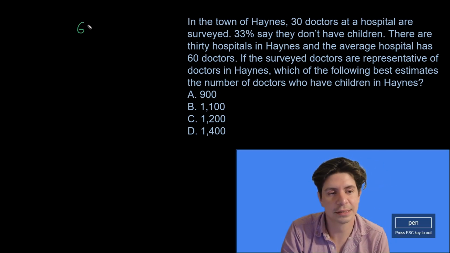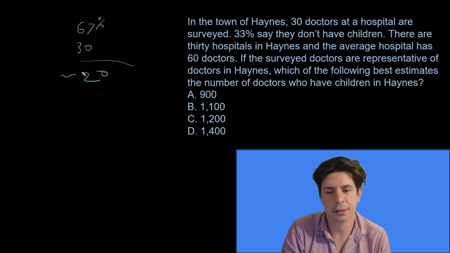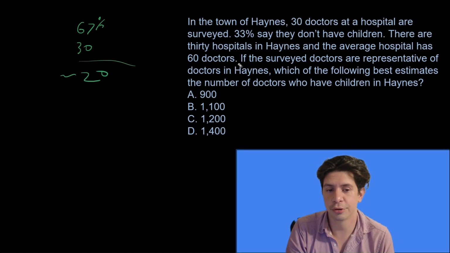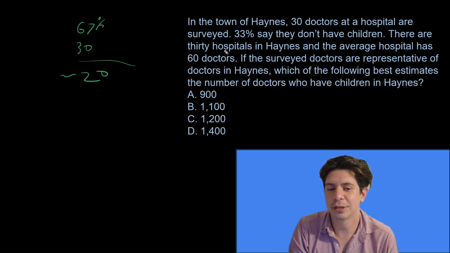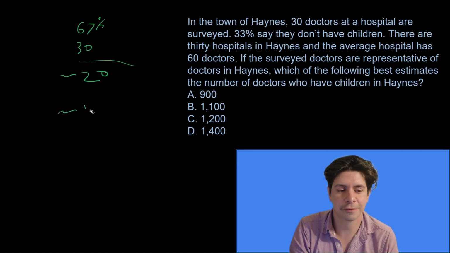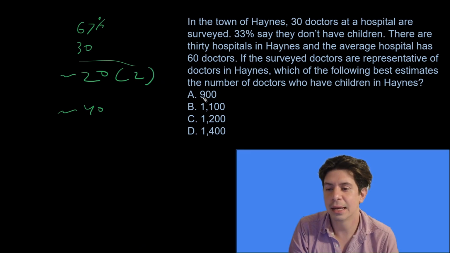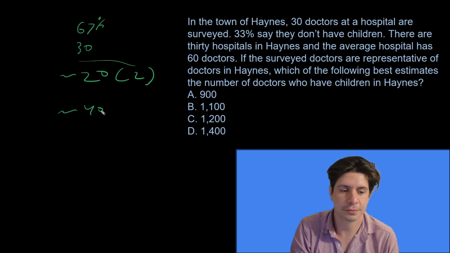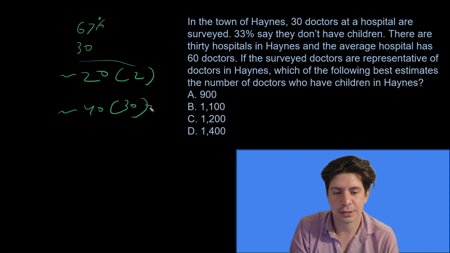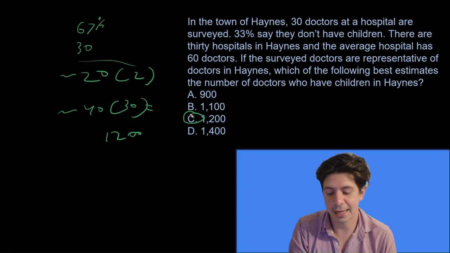So we're going to have 67% of 30. That would be approximately 20 per hospital, per 30. But the average hospital has 60, so really it's going to be an average of 40, because it's going to be 20 times 2. And then how many hospitals do we have? 30. So it's going to be 40 times 30, and that's going to give us 1,200. C as in cat, okay?